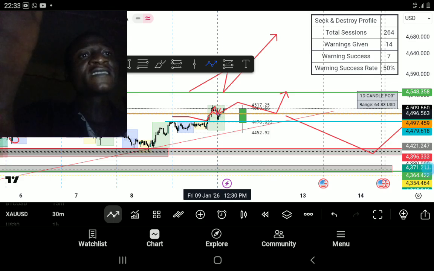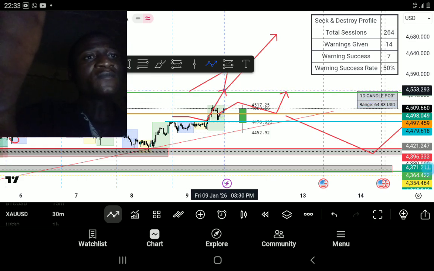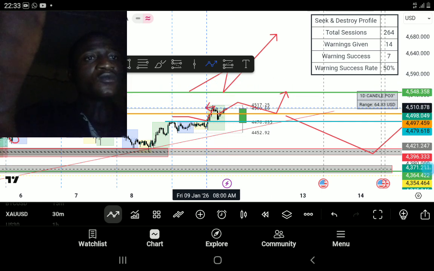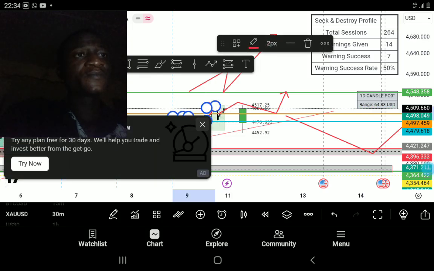So entering gold within this region will be risky. It's either we wait for this breakout to happen before we take gold, which will be like this. Let's delete it.